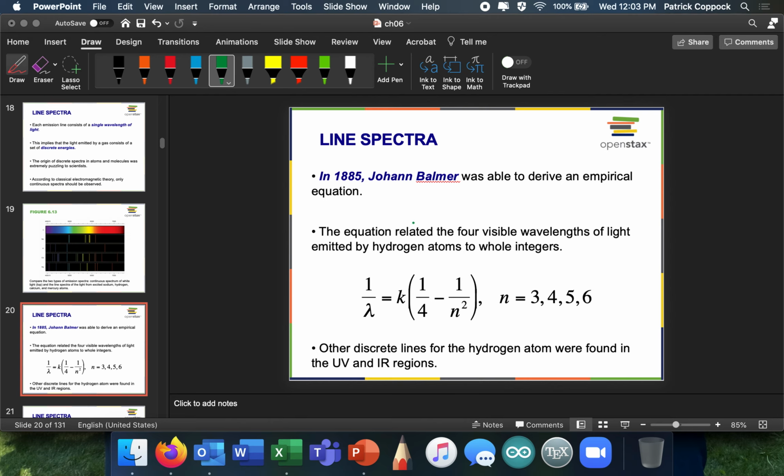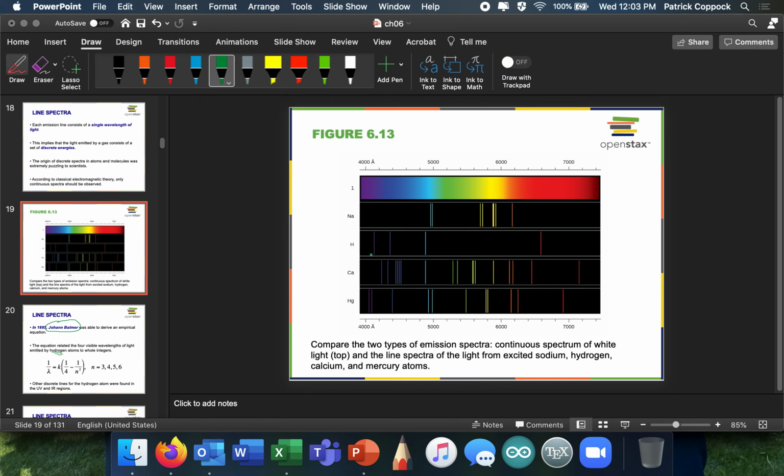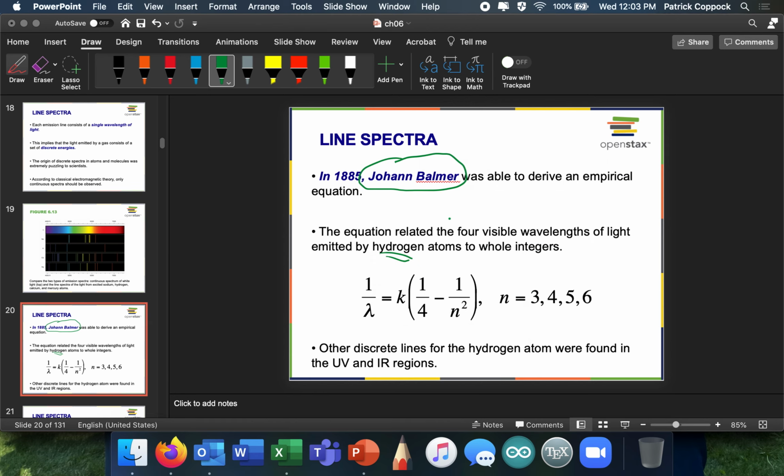So in 1885, near the end of the 1800s, Johann Balmer was able to derive an empirical equation for hydrogen, only for hydrogen, okay? The equation related the 4 visible wavelengths of light. Let's go back to hydrogen, look at those again. You see, here's hydrogen, right? Purple, I guess violet, right? Bluish, light blue, right? These 4. He took the wavelengths of those, and he said, here's my wavelengths. If I set my wavelengths up, and I let n be 3 or 4 or 5 or 6, I can show an equation that will give those wavelengths, right?